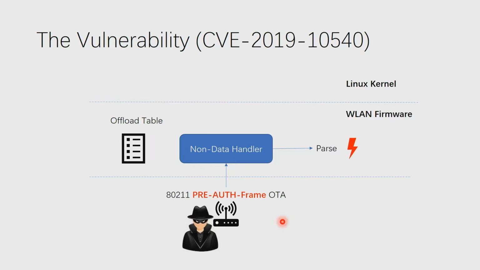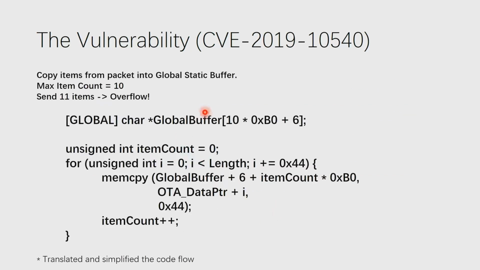Okay, pre-auth frame handler. I will translate and simplify the assembler code into C code. So you can see here, this is a buffer. A global buffer has 10 items, and this is a loop which copies as much data as possible into the global buffer. There is no check on the data count, and sending 11 items will cause the global buffer to overflow. This is quite straightforward.